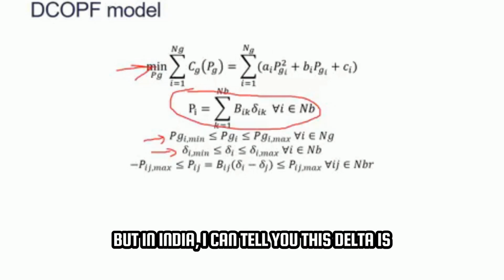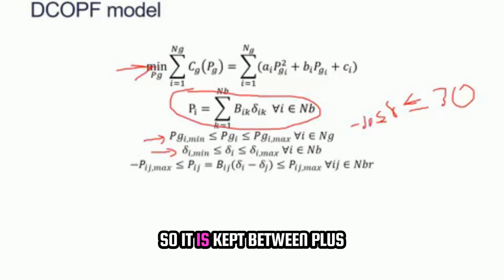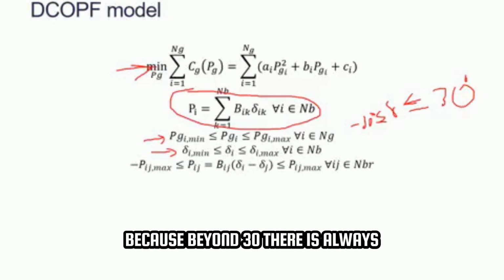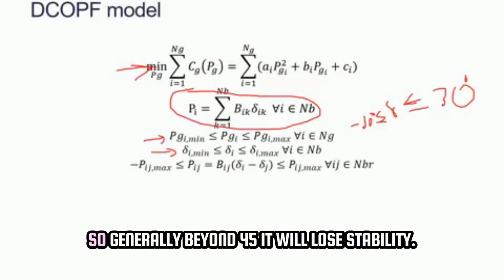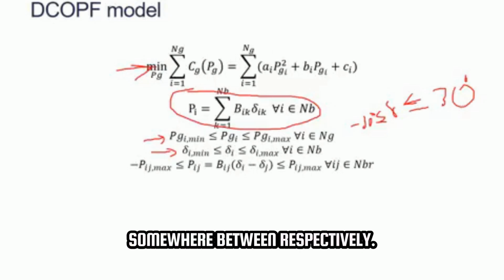But in India, I can tell you this delta is kept between plus minus 30 degrees. But obviously, each country has its own regulation. Everywhere it is used separately, because beyond 30 there is always a risk that it may lose its stability. So generally beyond 45 it will lose stability, so generally they keep somewhere between plus minus 30 degrees.